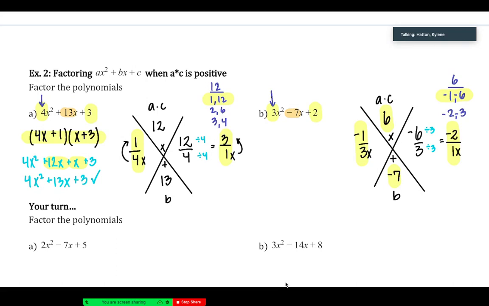Remember, the x goes in the denominator. So the -1 over 3x, that becomes 3x minus 1. And then -2 over 1x, that becomes x minus 2. So 3x minus 1 times x minus 2.